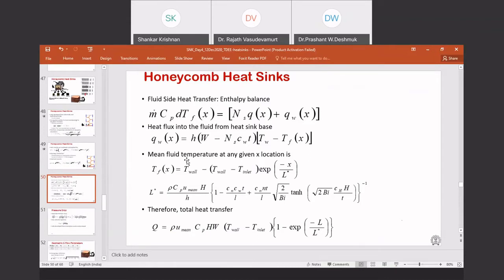This is the fluid temperature expression. Taking this and putting it in the total heat transfer, we obtain the final expression using just purely m cp delta T.